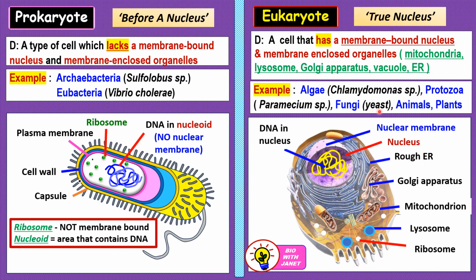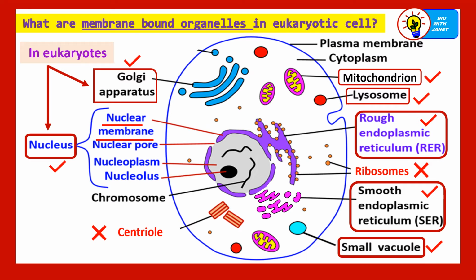Fungi, now this single-celled fungus here is yeast, right? Then animals and plants are multicellular, and every one of their cells is a eukaryotic cell. So here's a 2D picture showing you all the organelles in the eukaryotic cell. Now, where are the membrane-bound organelles? The nucleus is the first membrane-bound organelle.